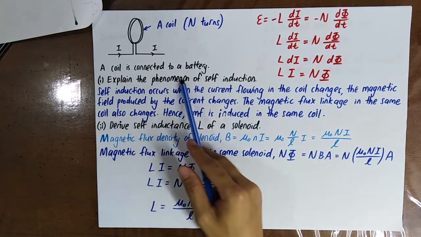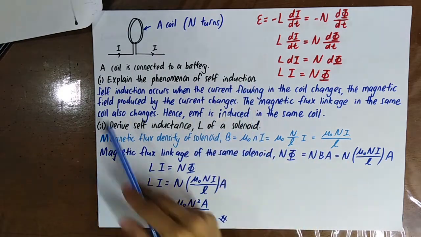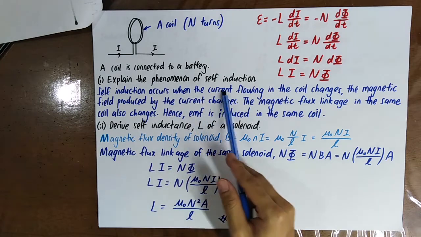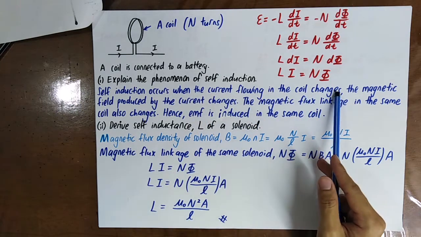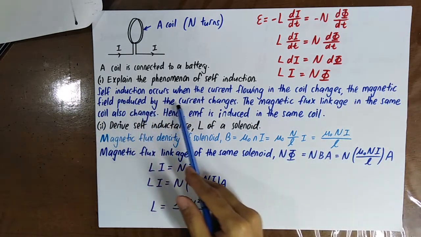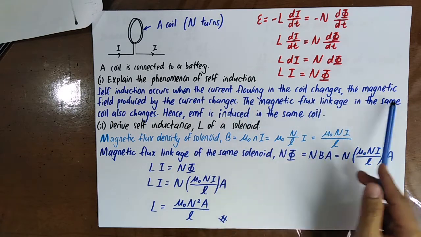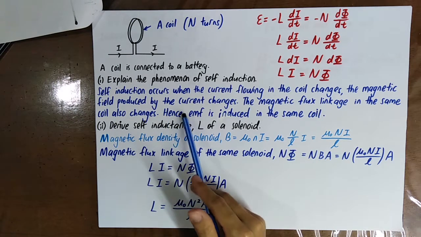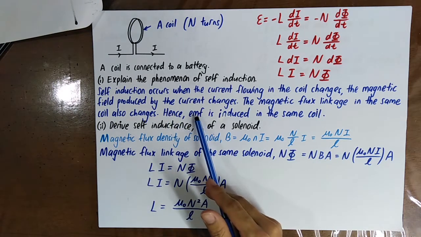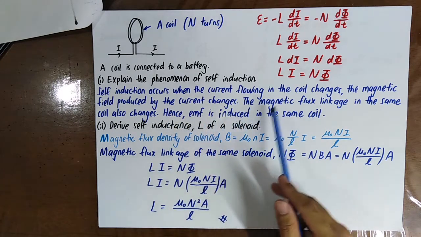Please explain the phenomenon of self-induction. Self-induction occurs when the current flowing in the coil changes. The magnetic field produced by the current also changes. Therefore, the magnetic flux linkage in the same coil also changes. And therefore, there is an induced EMF in the same coil.